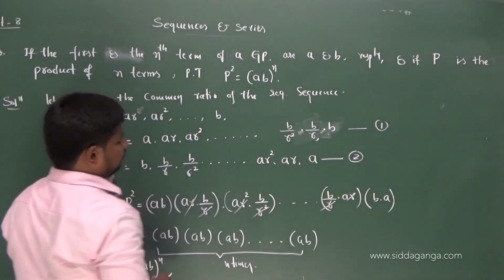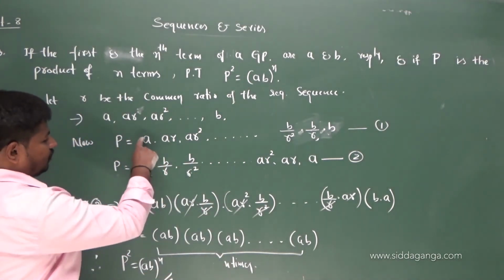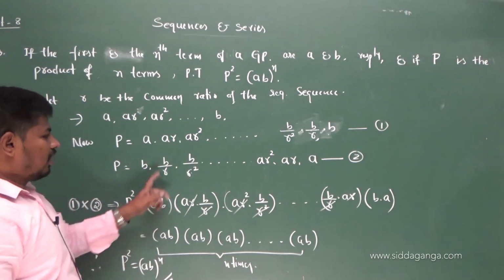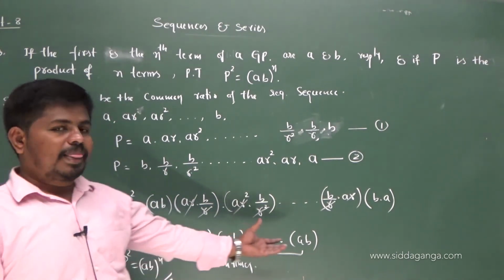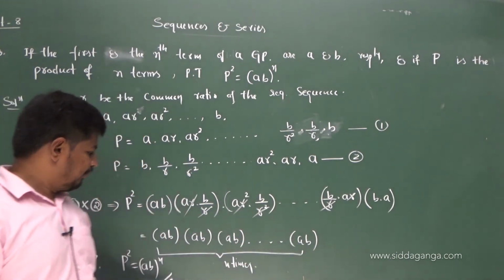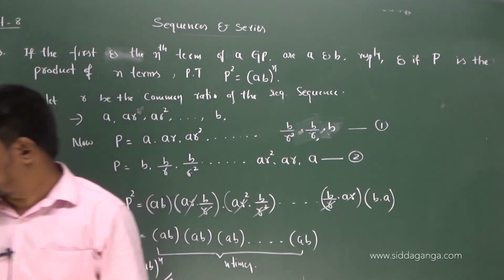Let me multiply these two equations. You get P into P, that is P square. In all the products, R, R square, R cube and so on get cancelled. You get AB multiplying n times. Therefore, P square is equal to AB power of n is the required answer.